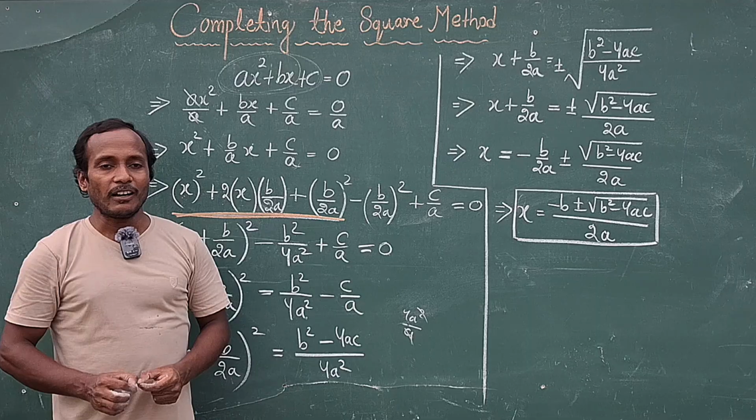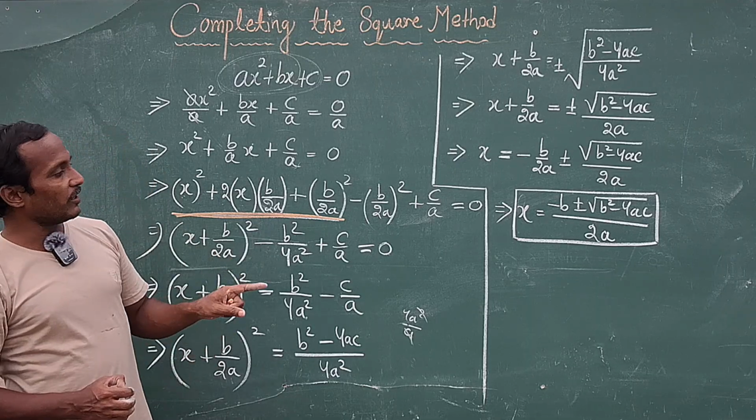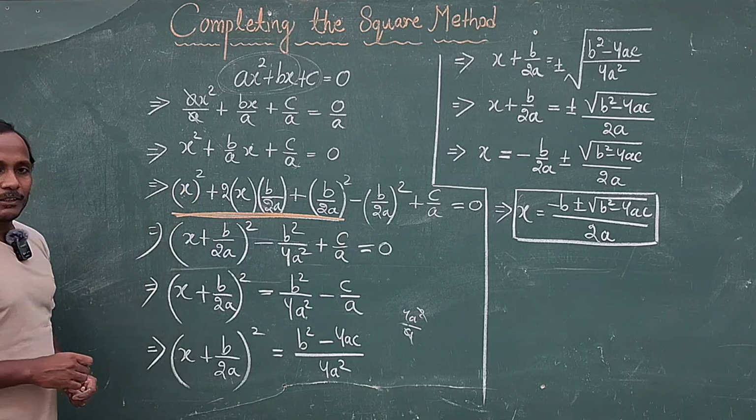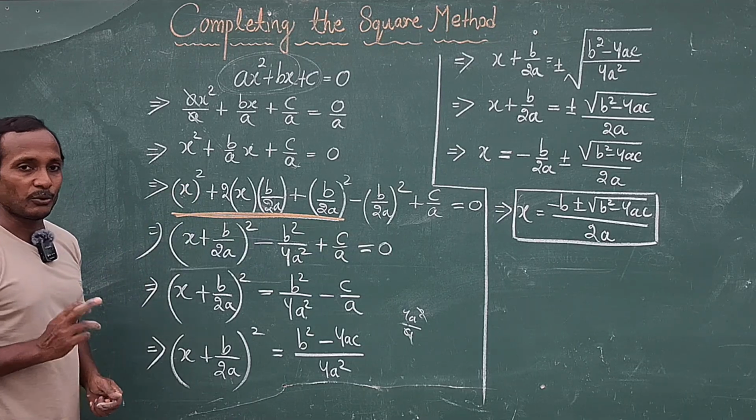Now, as I said, I shall try to find the same quadratic formula using the completing the square method, but in a slightly different way. Two different ways are left to show you.